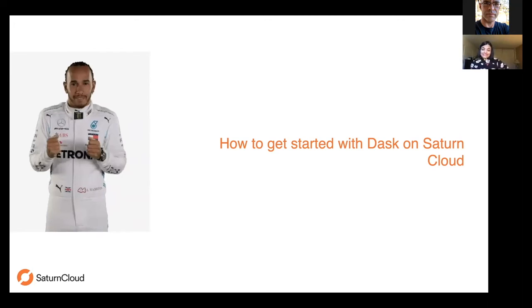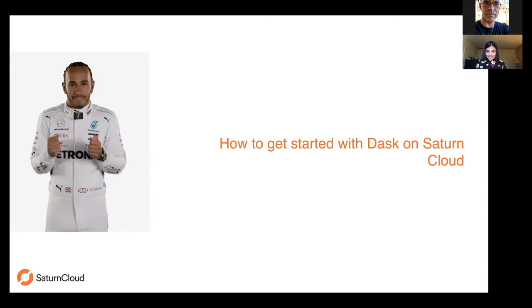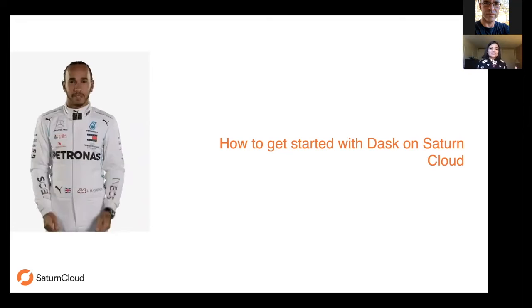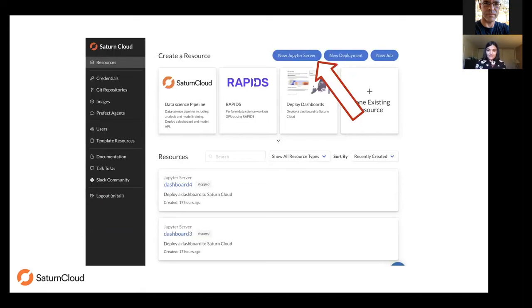So let's see how we can create Dask clusters using Saturn Cloud. This is the Saturn Cloud website. By the way, you can start using Saturn Cloud for free. We give you 64 GB of CPU, we give you free Dask, and we give you GPU along with that.